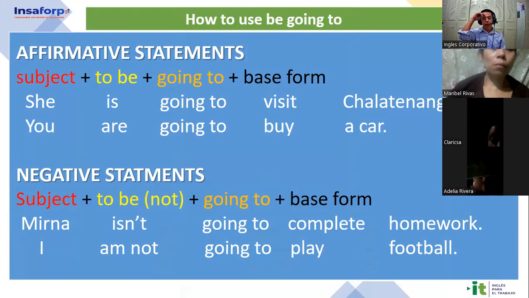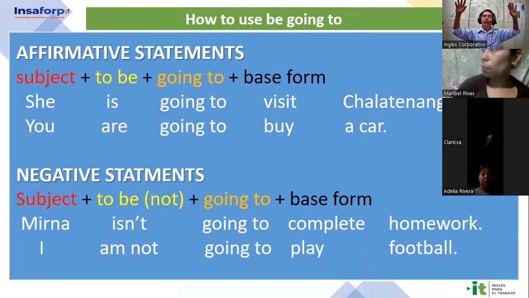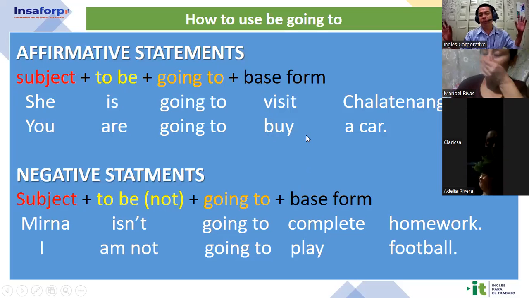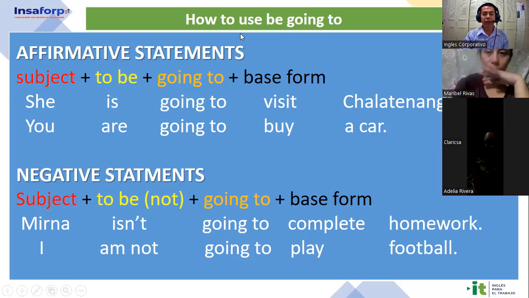How to use be going to with affirmative. The subject: she, you, we, Mirna, I, my friends, my brother, my sister, the neighbors, etc. Any subject, right? The verb to be in simple present: am, are, and is, right? The modal going to plus the base form of the verb. Let's get visit, buy, complete, play, etc. Right? And the complement, of course. Anyway, right?